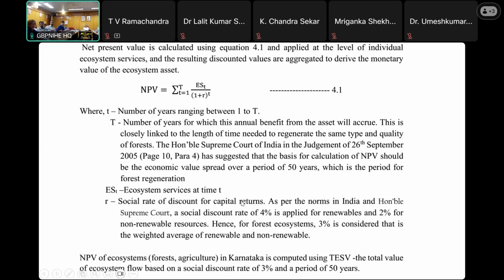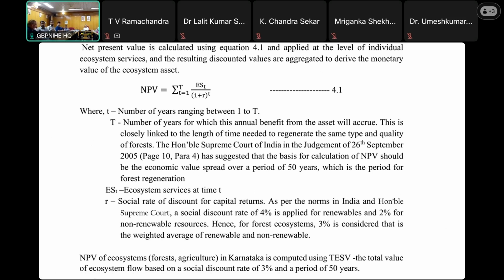You use the discount rate, the social discount rate, for the renewable is 4%, while for the non-renewable is 2%. The Supreme Court said that you use 3%. We have used the 3%, not me, but in their verdict, they have said that. Because when you develop this kind of thing, you need to have the standard protocol, so that people accept it. If you come up with a new theory, then people will not accept it. Only I will get a publication.